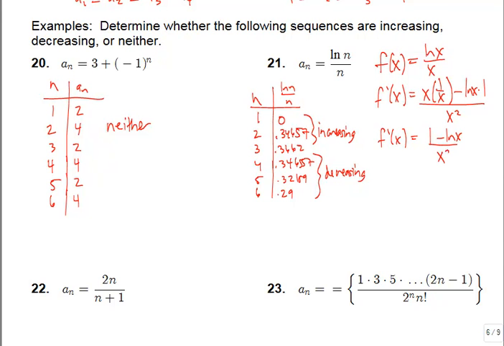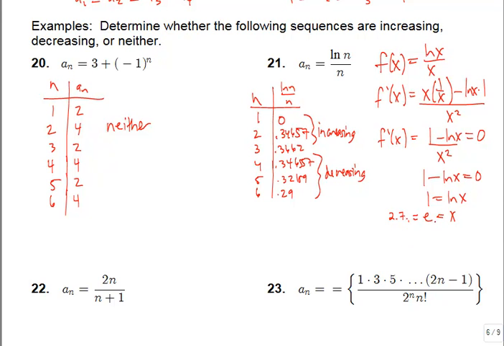Now that denominator is always positive because it's squared. So if we want to know whether or not this is increasing or decreasing, we need to know when is this going to be 0. And that's going to happen when that numerator is 0. And when does ln of x equal 1? Well, that happens when x is e, which is approximately 2.7 and so forth.